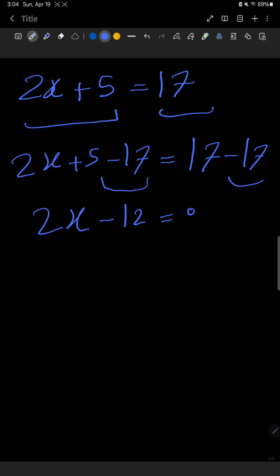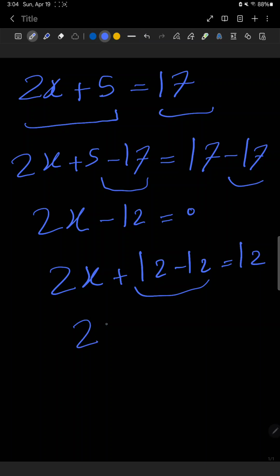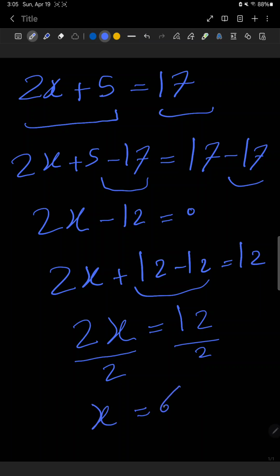At the same time, now I'm going to add 12 to both sides. So 2x minus 12 plus 12 equals 12. Those cancel out, so we are left with 2x equals 12. Now I'm going to divide both sides by 2. 2x divided by 2 is x, and 12 divided by 2 is 6.